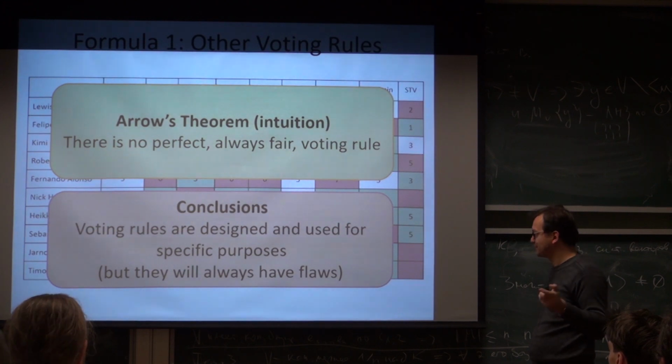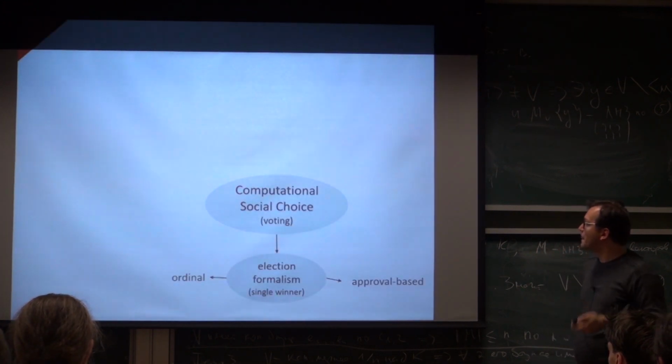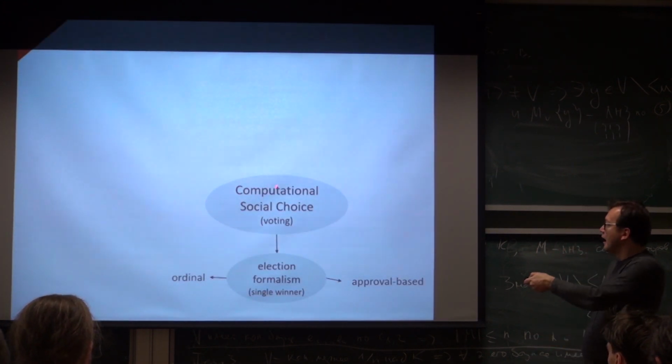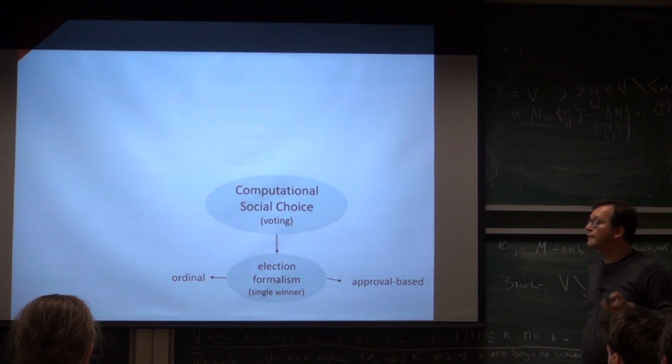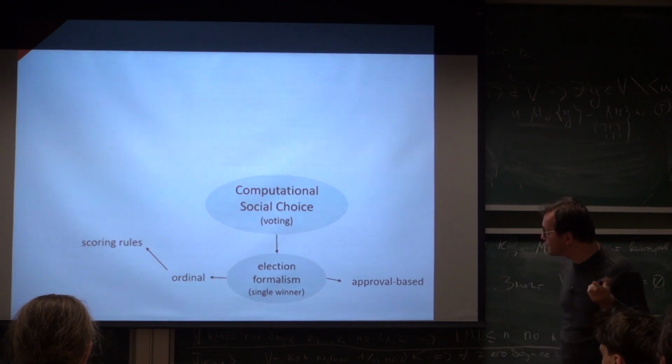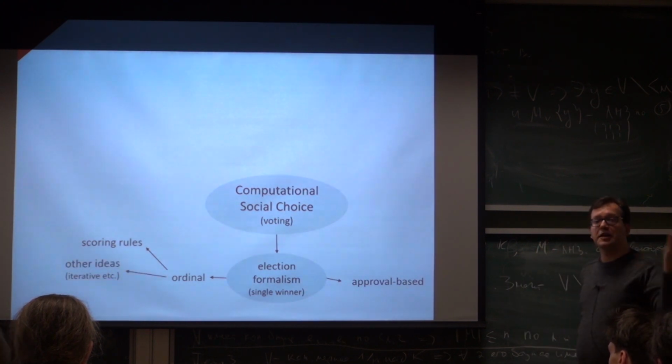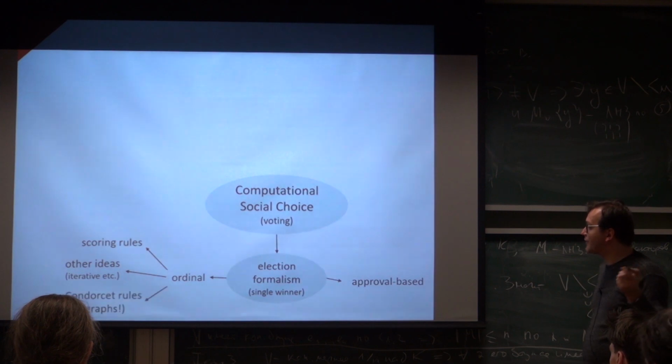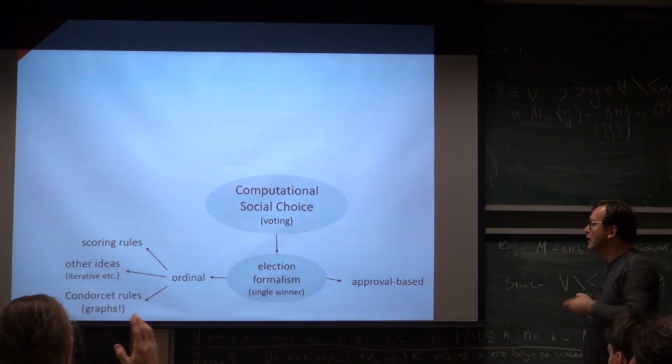You have to understand them, and you need to choose one for a particular purpose, but they will always at least have some flaws. Okay, so what we've seen so far is computational social choice. We have 2 formalisms here, but we focus on ordinal. There are scoring rules, such as Formula 1. Other ideas like this iterative STV, or the graph thing like Condorcet rules.